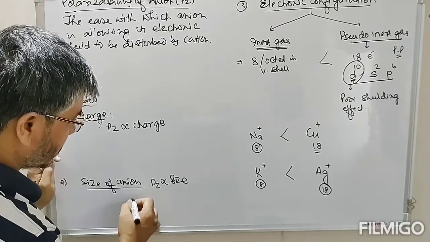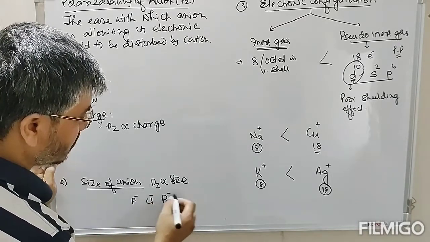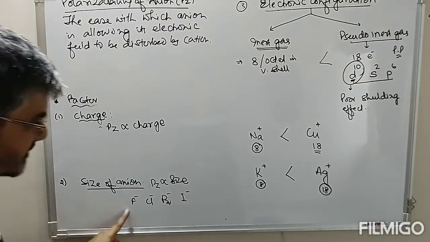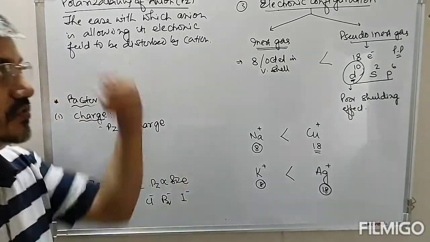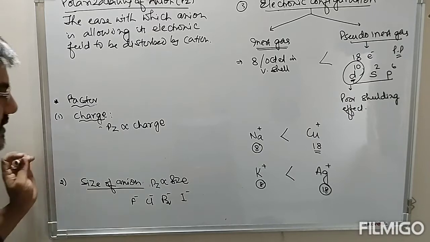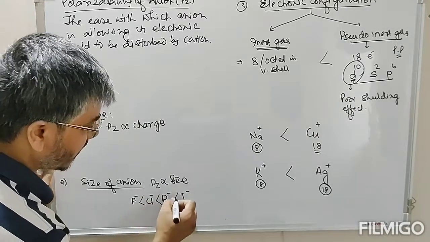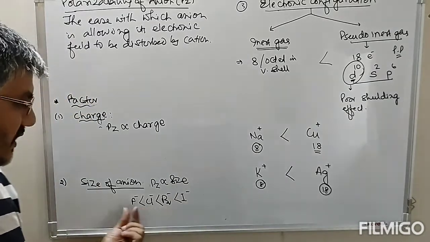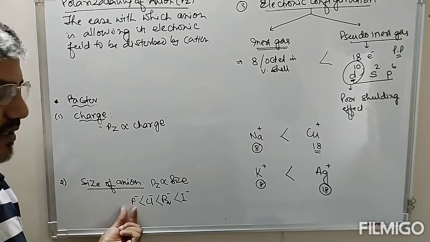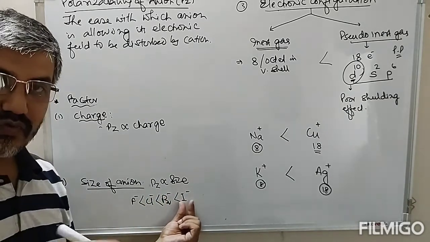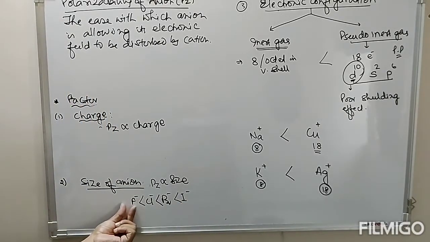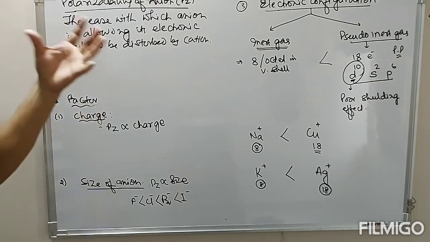So look at this. We have fluoride, chloride, bromide, iodide. Now charge remains the same, but the size increases from fluoride to chloride to bromide to iodide, because down the group size increases. So as the size increases, the polarizability of the ions also increases. So I minus has the largest polarizability, F minus has the least polarizability. So the more the polarizability of the anion, the more the covalent character. So the compounds of iodide will be more covalent, and compounds of fluoride will be more ionic or less covalent. So this is the polarizability of anion.